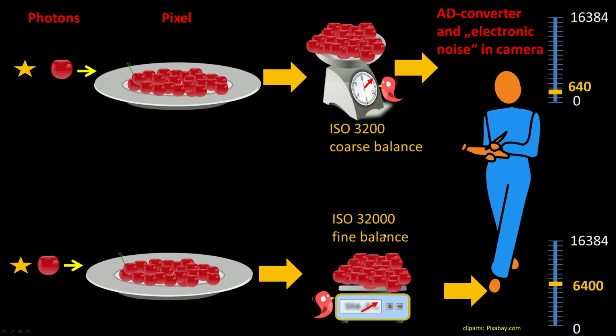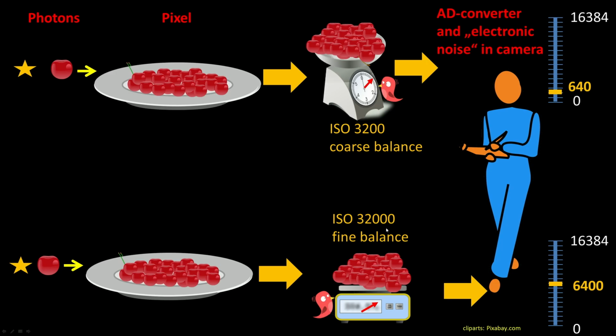If you have a fine balance, on the other hand, the same amount of electrons in the pixel creates a very large number here. In this case, a large number, 6,400. There are 6,400 steps from 0 up to this here. And if we have just 1,000 electrons in here, then one more electron would actually show up here as 6 figures higher.